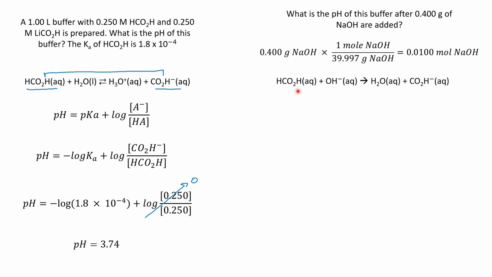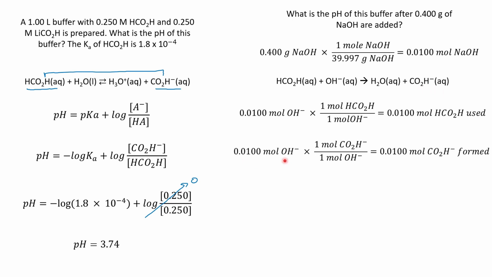So how much of my formic acid is going to be used? I just need to do stoichiometry for this. So for all of my moles of hydroxide to react, I'm just using my mole ratio here. I'm going to use 0.01 moles of my formic acid. I do need to keep track of how much of my conjugate base I have formed, because I'm going to use up some of my acid and I'm going to form some of my base. So again, I just do stoichiometry. Taking my moles of hydroxide, using my mole ratio, I am going to form 0.01 moles of my formate. So my moles of formic acid are going to go down, and my moles of formate, my conjugate base, are going to go up. But again, how much? Let's get numbers for this.